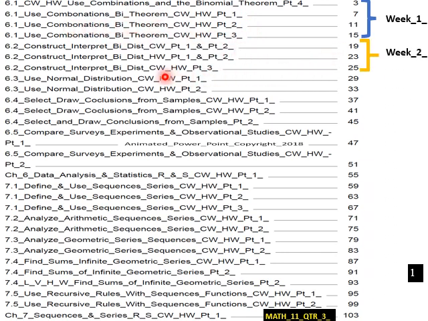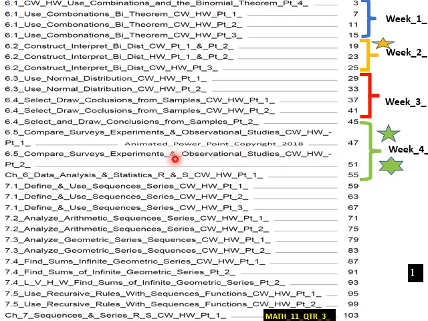Week 2, we go into constructing and interpreting binomial distributions. Week 3, and there's a quiz during this week as well. And then in week 3, you get into normal distributions and then drawing conclusions from samples, a little bit of statistics. And then week 4, we have a quiz and a test.